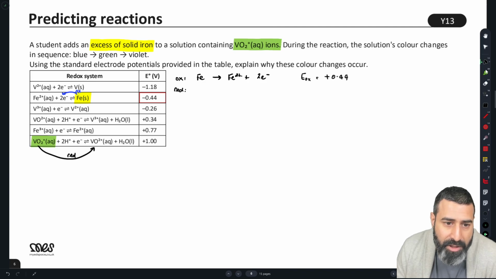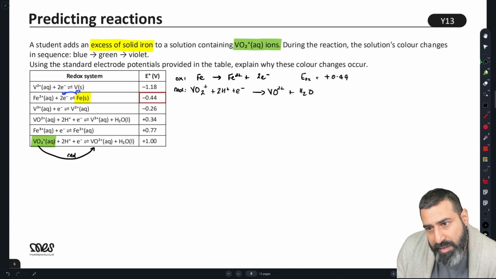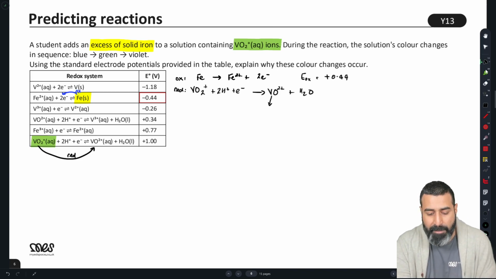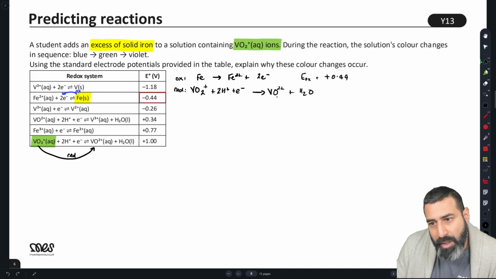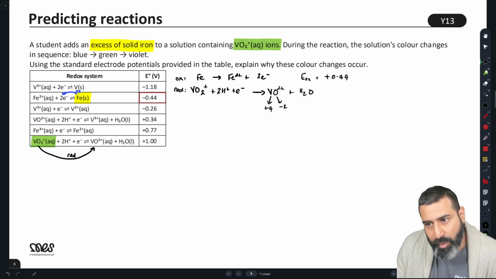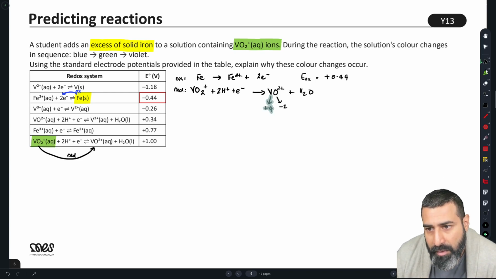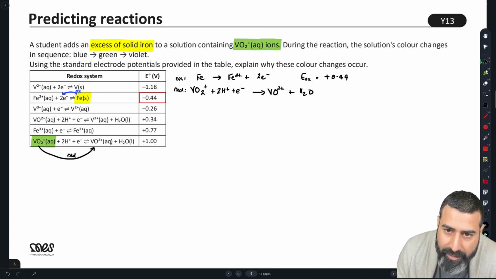And then for the reduction, we've got VO2+ plus 2H+ plus an electron, and that goes to VO2+ plus H2O. And there, from our oxidation states, we know that O is 2-. So therefore, V has to be +4 to give us the overall charge of 2+ on this vanadium compound. Okay, so we know that this is vanadium 5+.